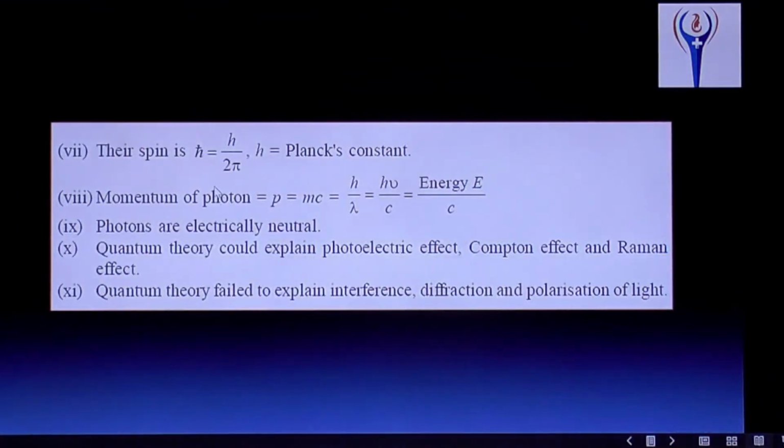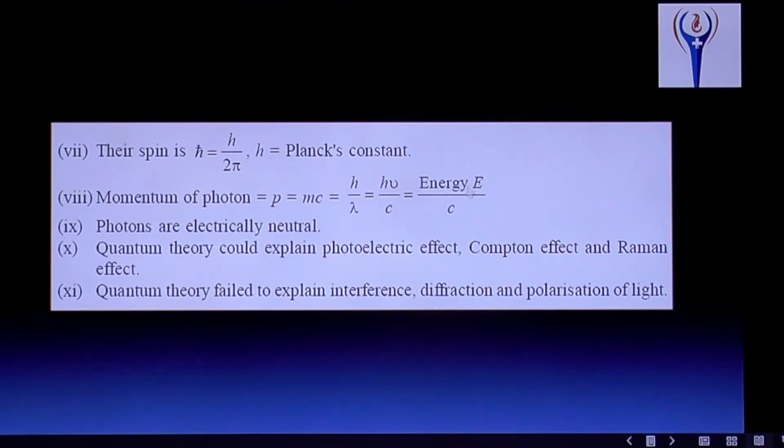Spin of the photon is h cross, equal to h by 2 pi. What does h cross mean? H cross is nothing but the quantity h divided by 2 pi. H is Planck's constant. And momentum of a photon, P equal to m into c. M is the mass, c is the velocity. Already we know momentum is nothing but the product of mass and velocity. And this is also equal to h by lambda. According to de Broglie, h by lambda equals h nu by c. And h nu is energy, so energy by c. Therefore, momentum P equal to energy by c.